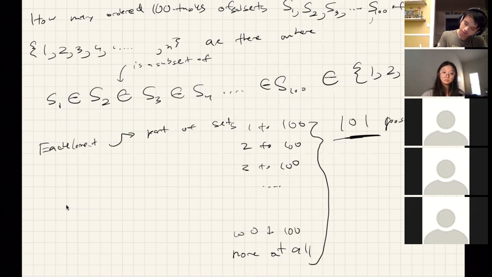possibilities for each element of the integers from 1 all the way up to n. There's 101 possibilities. And once we have this, we've actually dealt with this weird subset condition, is a subset of, is a subset of, is a subset of. We've dealt with it perfectly fine now by looking at it one element at a time.